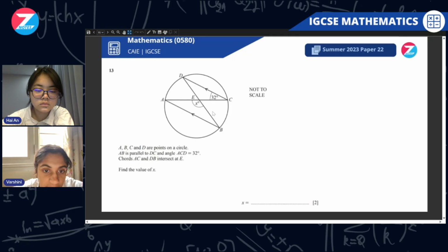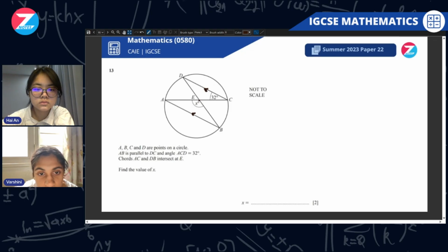A, B, C, and D are points on a circle. AB is parallel to DC, as you can see indicated by these two arrows. You can see these two lines are parallel. And angle ACD is equal to 32, so they've labeled it here, 32. Chords AC and DB intersect at E, over here. And they want us to find the value of x.